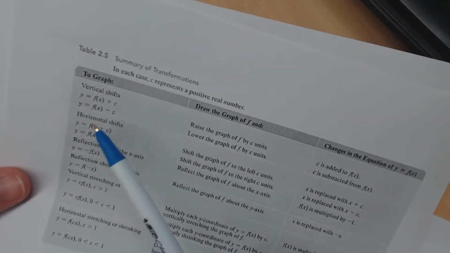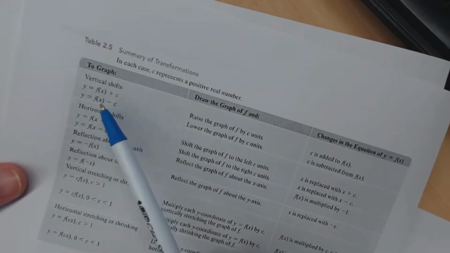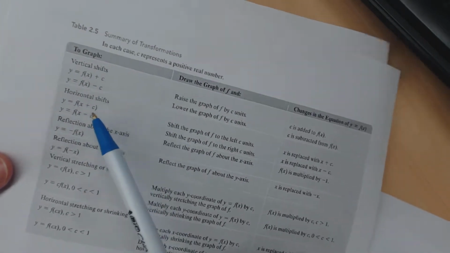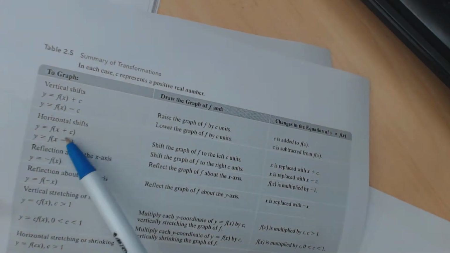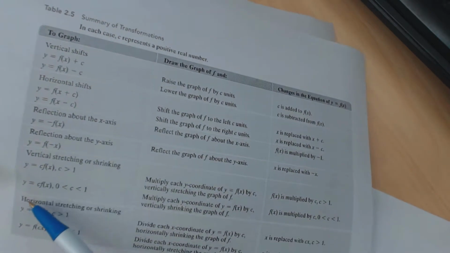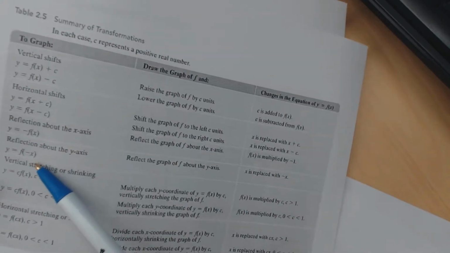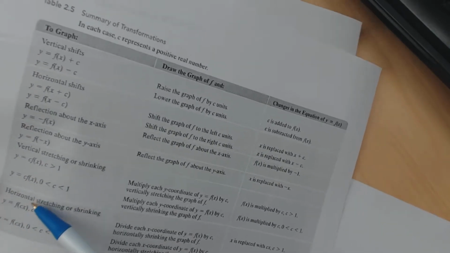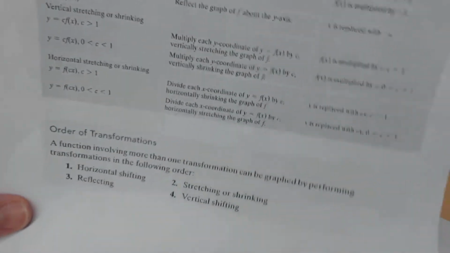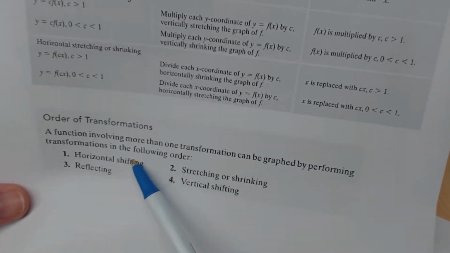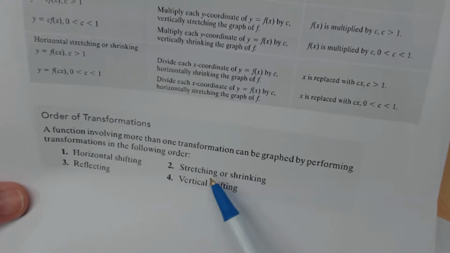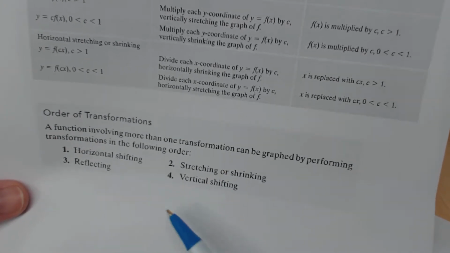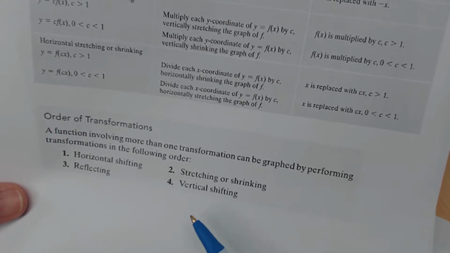And then this is just a summary. When you get to that page, just look at your summary. We talked about vertical shifts. Notice the c's are on the outside. We talked about horizontal shifts. Notice the c's are on the inside. We talked about reflection about the x-axis and reflection about the y-axis. We didn't do anything about stretching or shrinking. We did talk about the order in which you would do things. You do the horizontal shifting first, then the stretching or shrinking, which we haven't done yet. Then you do the reflecting, and always do the vertical shifting last. Okay.